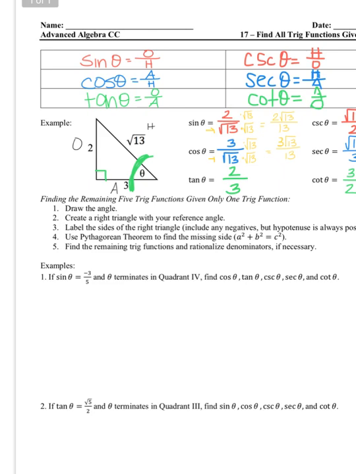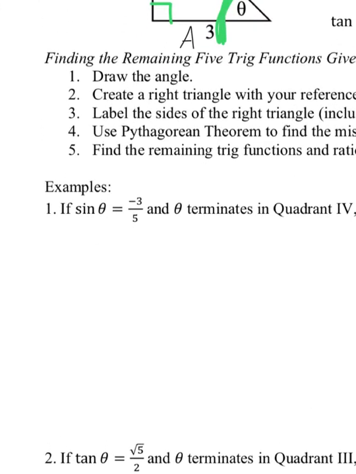Example 1, if the sine of theta is negative 3 over 5 and theta terminates in quadrant 4, find cosine, tangent, cosecant, secant, and cotangent. So I give you sine, and I ask you for the remaining 5. First step, draw the angle. We're in quadrant 4, so I'm going to zoom in on quadrant 4. Now I'm going to draw an angle in quadrant 4, so I'm just going to come straight out. Doesn't really matter where, any angle that you want, in quadrant 4.